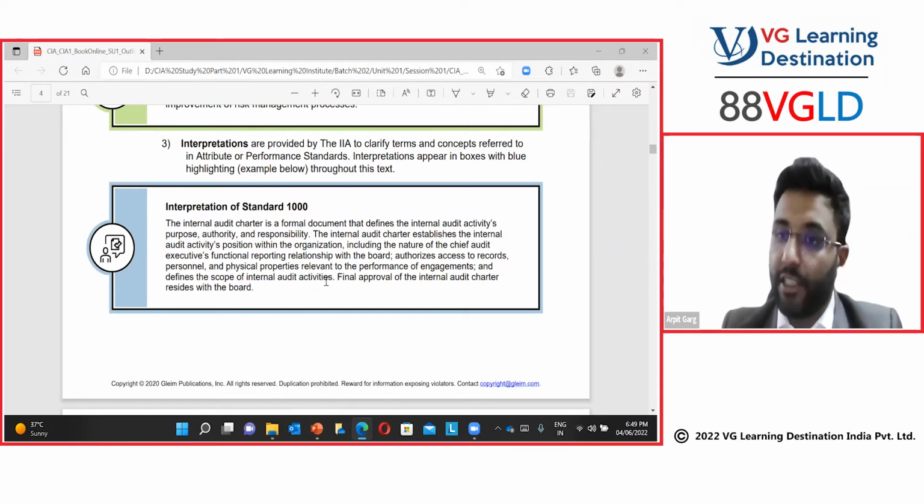What is the variety of engagements that we can do: assurance, consulting, and all. And final approval of the internal audit charter resides with the board. So this is how it gets clarified, right? So Rajesh, as you asked, final approval of the charter resides with the board. Is that clear now? Yeah, thank you.